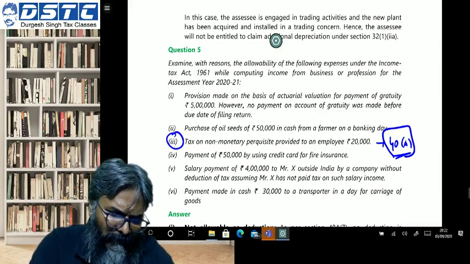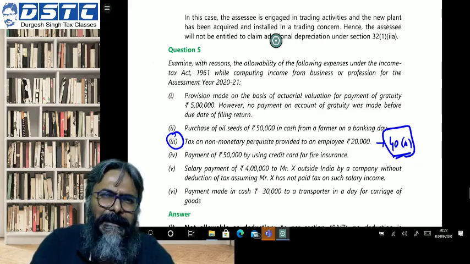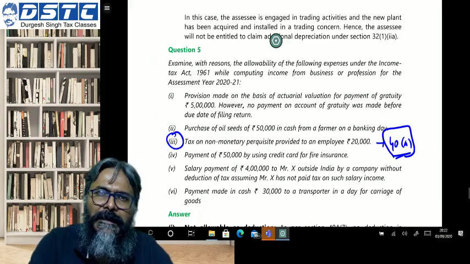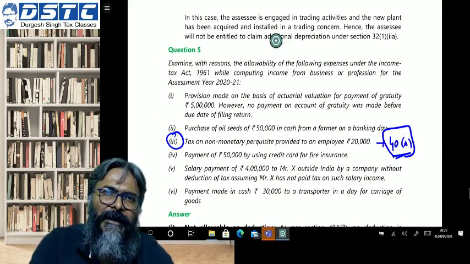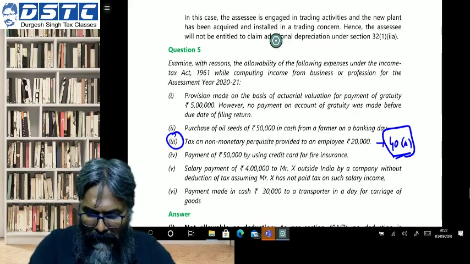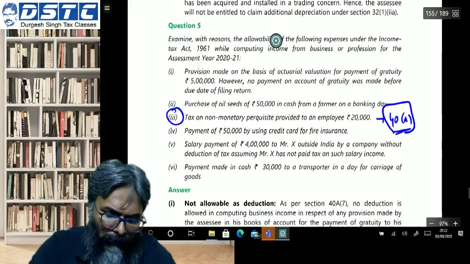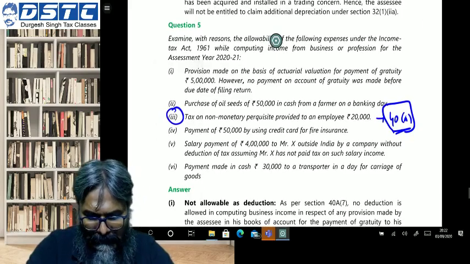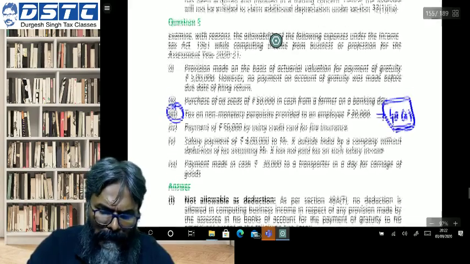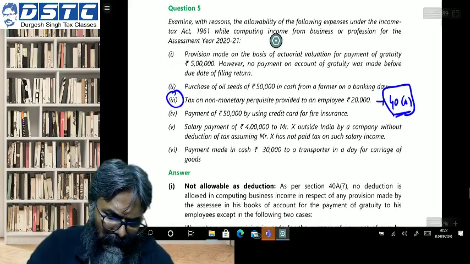Payment of rupees 50,000 by using credit card for fire insurance. Obviously, it is in prescribed electronic mode. Is it a prescribed electronic mode? And the answer is yes. So, if it is a prescribed electronic mode, will it be allowed to you as a deduction? Point number 4. And the answer is yes. This is a prescribed electronic mode, and accordingly, it shall be allowed to you as a deduction.